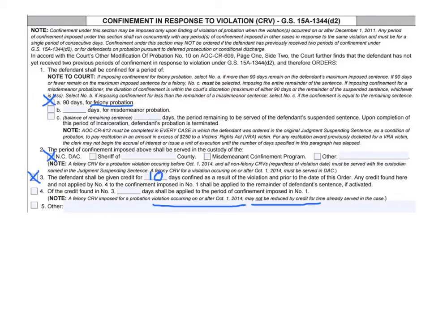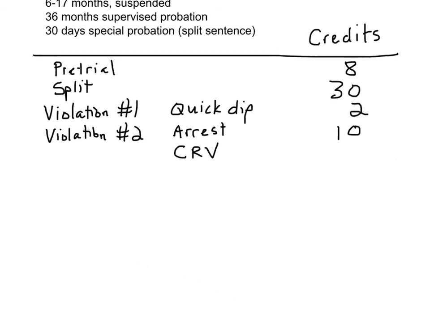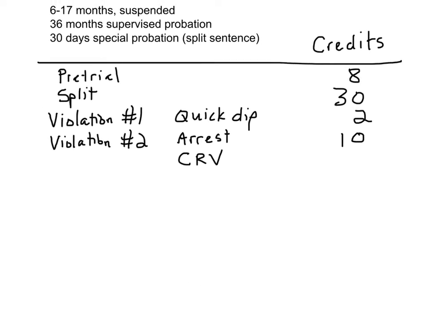So of these 10 days that we awarded in line 3 there, the proper thing to do would be not to award any of them toward the service of the CRV itself. And so the practical result for our probationer, if we go back up to our little ledger here, is that the CRV period gets served for another full 90 days.